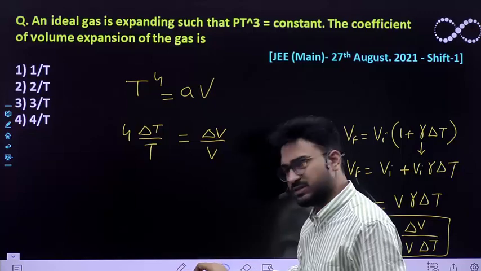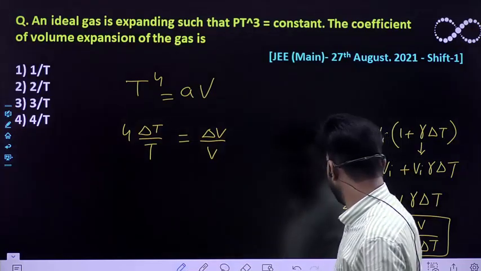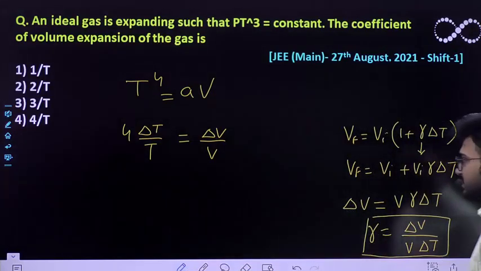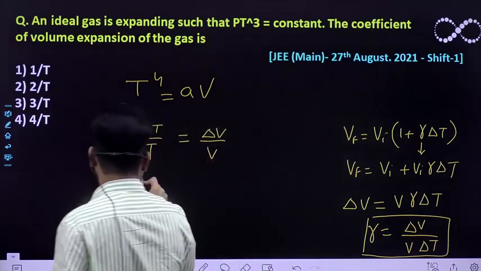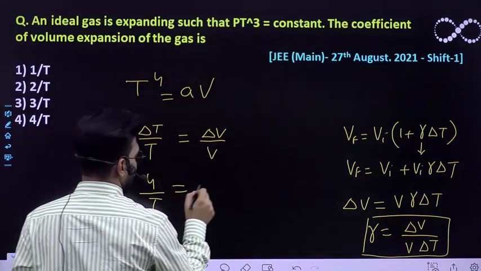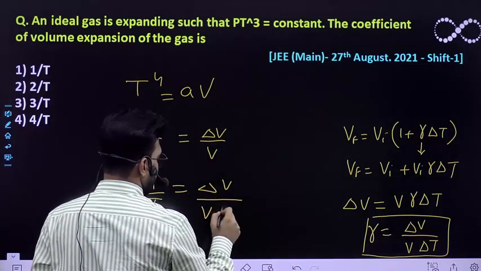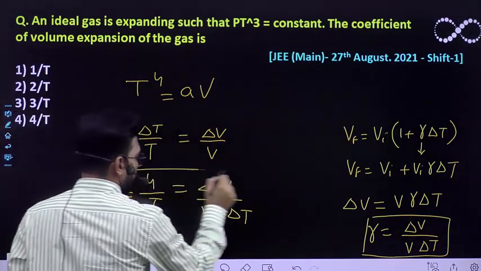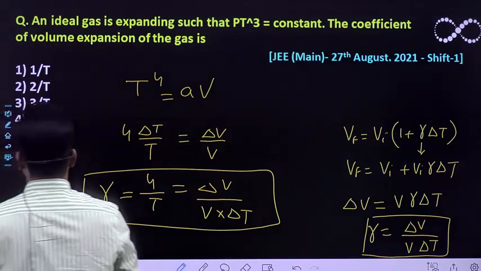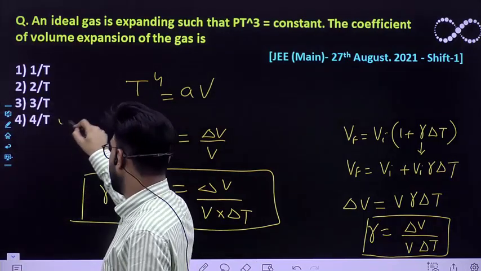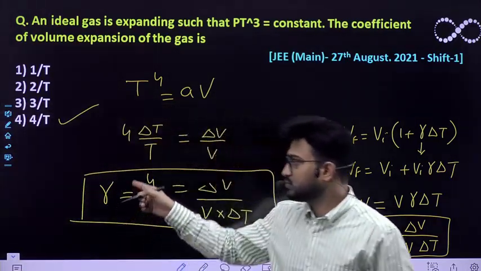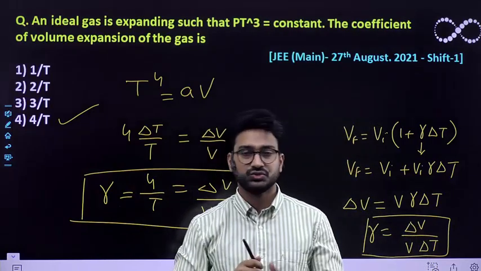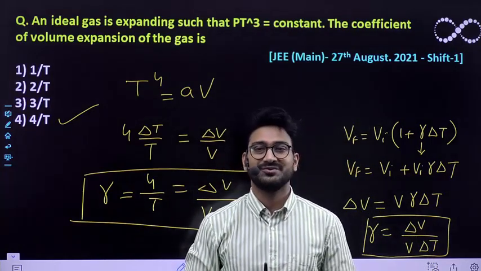Now everything else is quite simple because you need to find out the value of delta V by V into delta T. So 4 by T must be equal to delta V by V into delta T, which is nothing but gamma, the coefficient of volume expansion. The final answer would be 4 by T. So the fourth option would be the correct option that you should get. I hope this question is clear to everyone. Thank you.